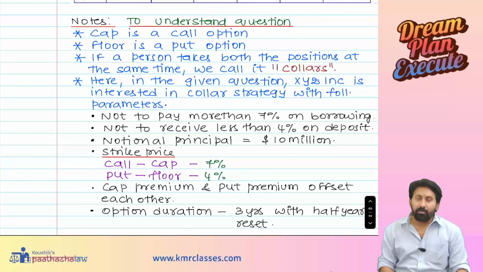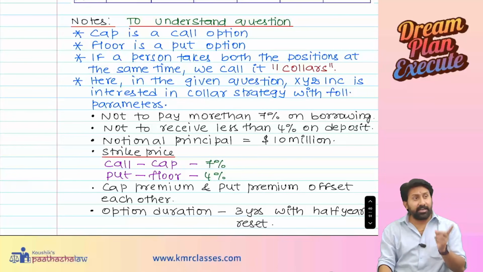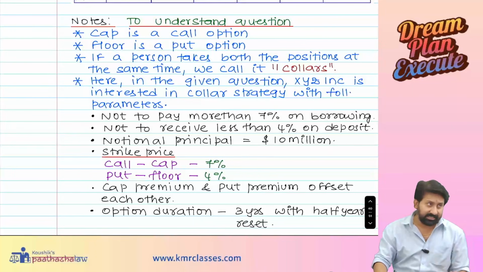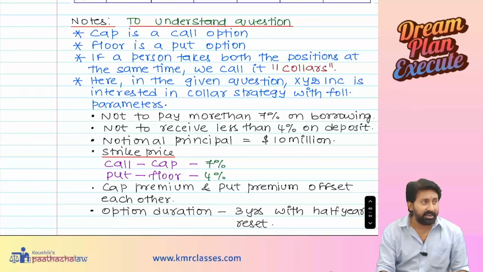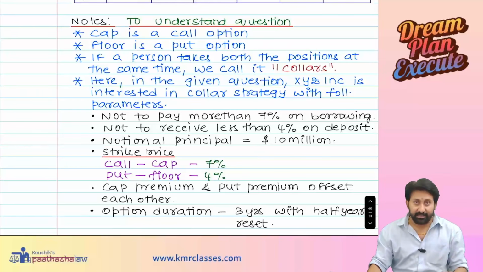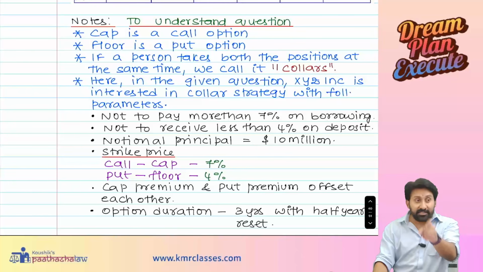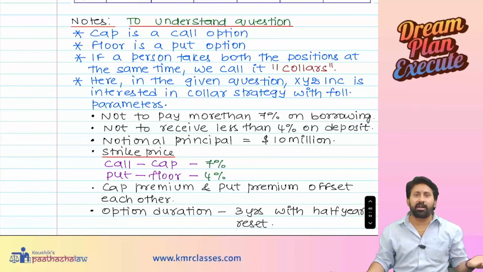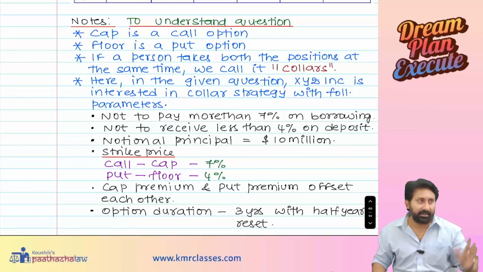Cap is a call option, floor is a put option. If a person takes both positions at the same time, we call it a collar. Here in the given question, XYZ Incorporated is interested in a collar strategy with the following parameters. The Institute's suggested answer gives nothing explained, just the direct answer. Students won't understand. They will brand the chapter as difficult, but it is very easy.